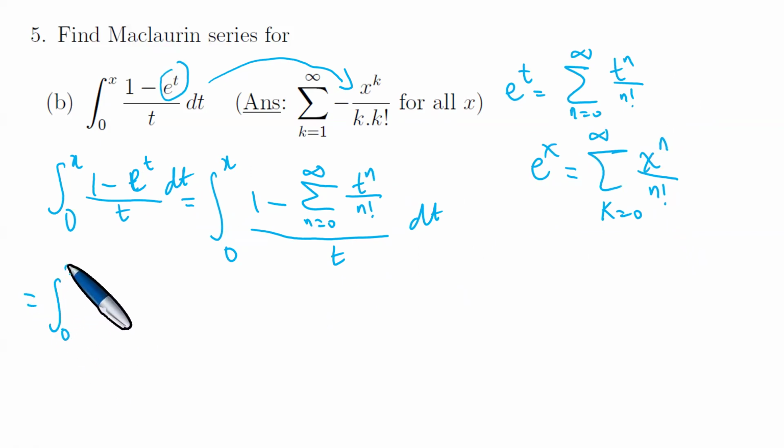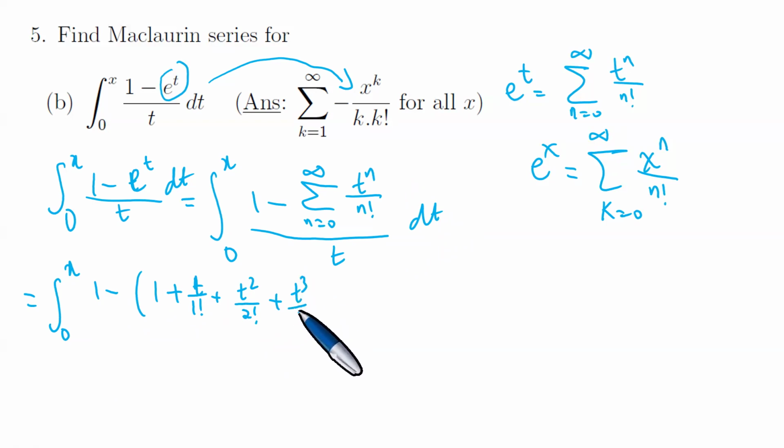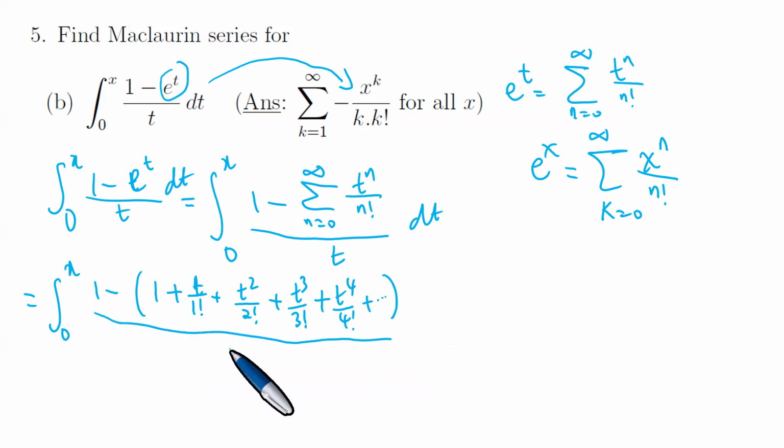So this becomes the integral from 0 to x of 1 minus... You can just write out some of the terms here. If you write out some of the terms, what are you able to achieve? When n is 0, you have 1 plus t over 1 factorial, t squared over 2 factorial, t cubed over 3 factorial, t to the 4 over 4 factorial, divided by t dt, from 0 to x.